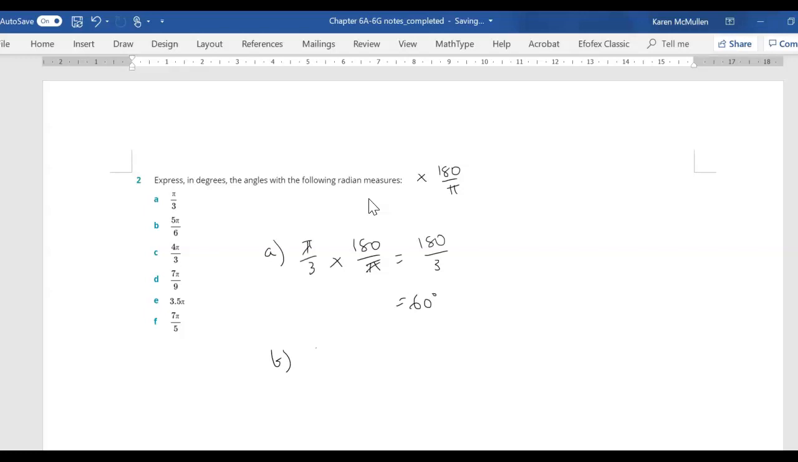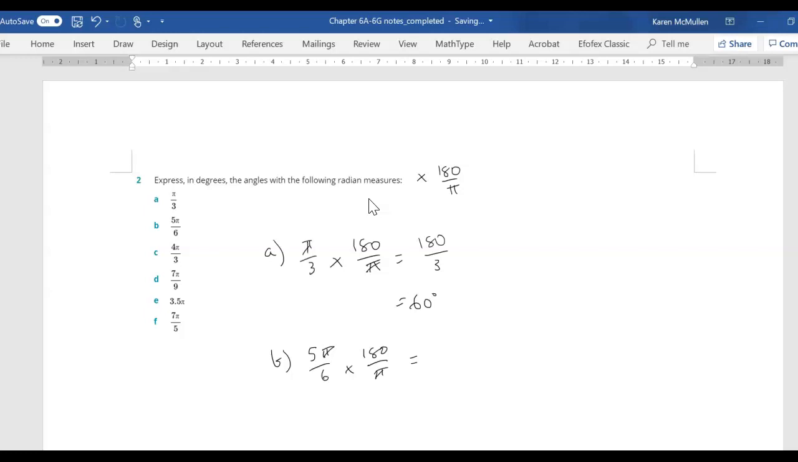What else have we got? 5 pi on 6 times 180 over pi. All right, so those pi's cancel out. Now, this is where you've got to understand fractions. So we've got 5 over 6 times 180.